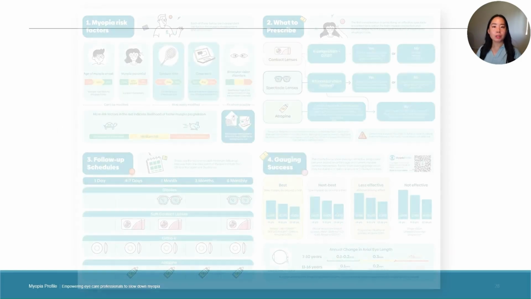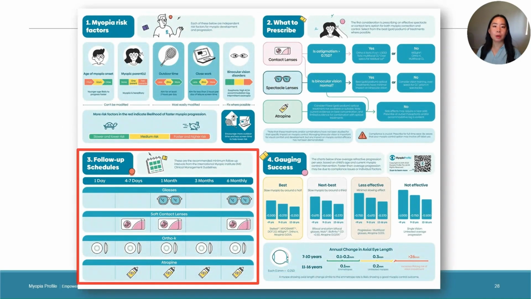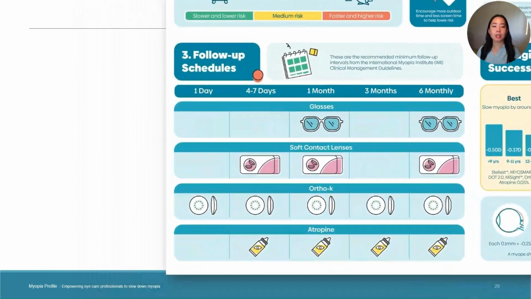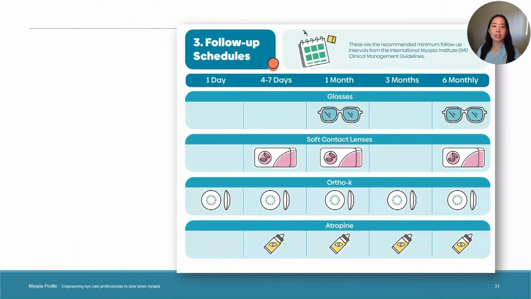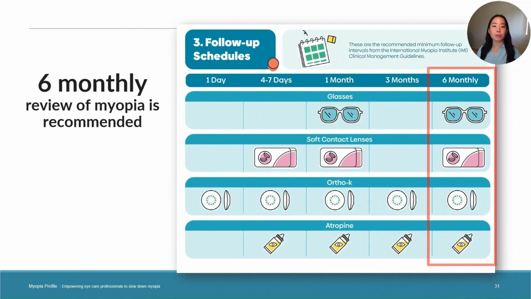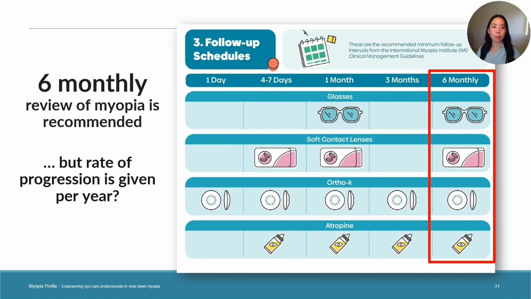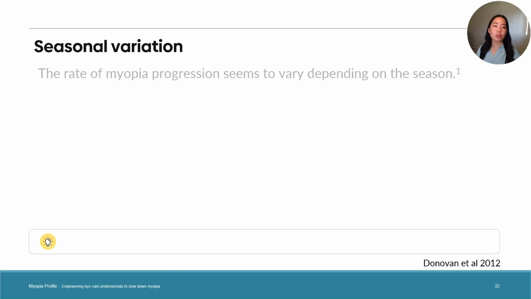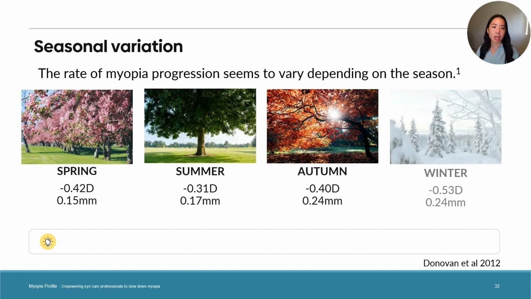You might have noticed on our infographic in the follow-up schedule panel that after a treatment has been established, the International Myopia Institute recommends 6 monthly reviews. However, with rate of progression we just covered, it's looked at every 12 months. Now, why is that? This is because rate of progression can change throughout the year as the seasons change.